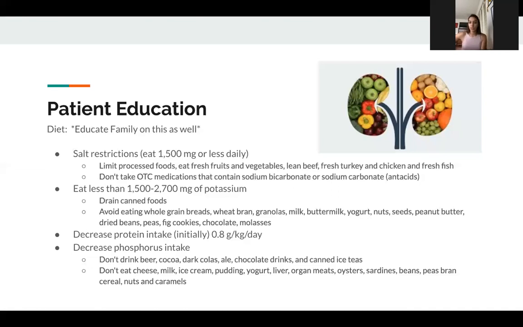And then we also want him to initially decrease his protein intake to 0.8 grams per kilogram per day. And we also want to decrease phosphorus intake, also because the kidneys can't excrete it, and then it can cause issues in his bones. And so we'd want to tell him to not drink beer, any dark colas, chocolate drinks, and canned iced teas. And then we also tell him to not eat cheese, milk, ice cream, pudding, yogurt, liver, organ meats, oysters, sardines, beans, peas, bran cereal, nuts, and caramels.